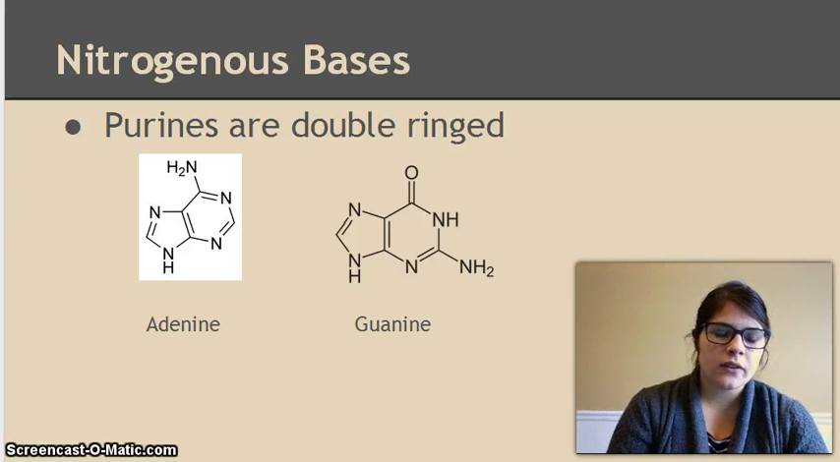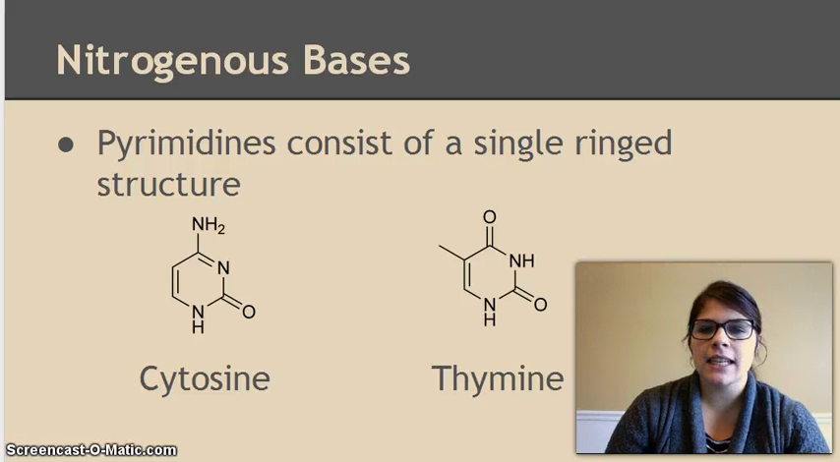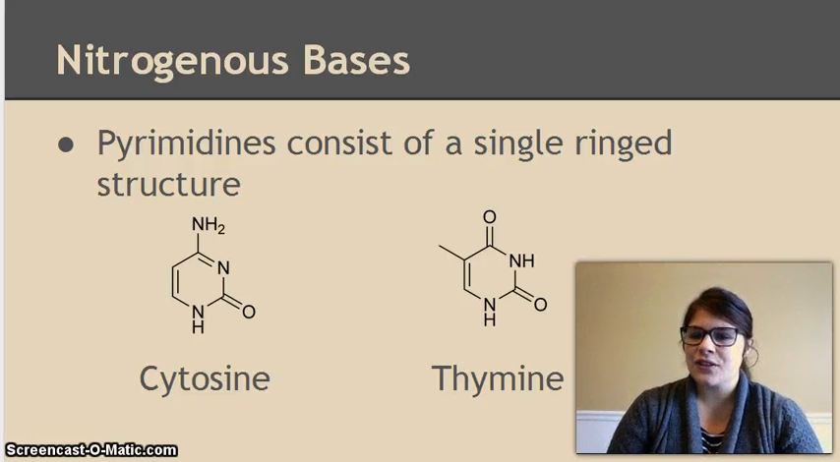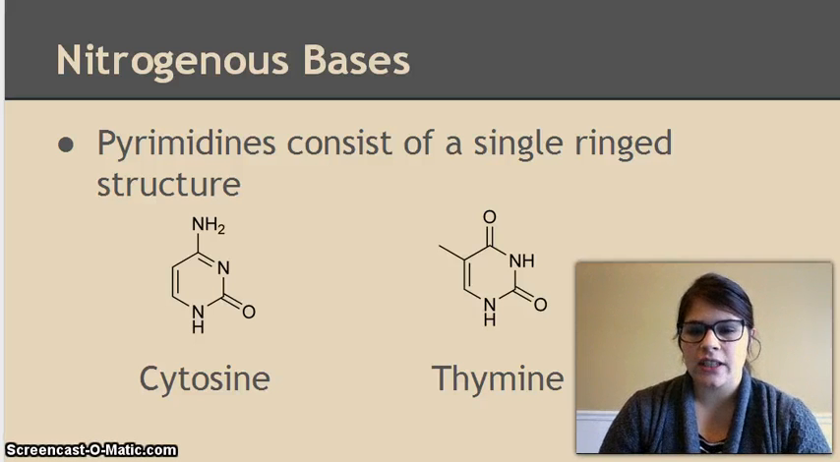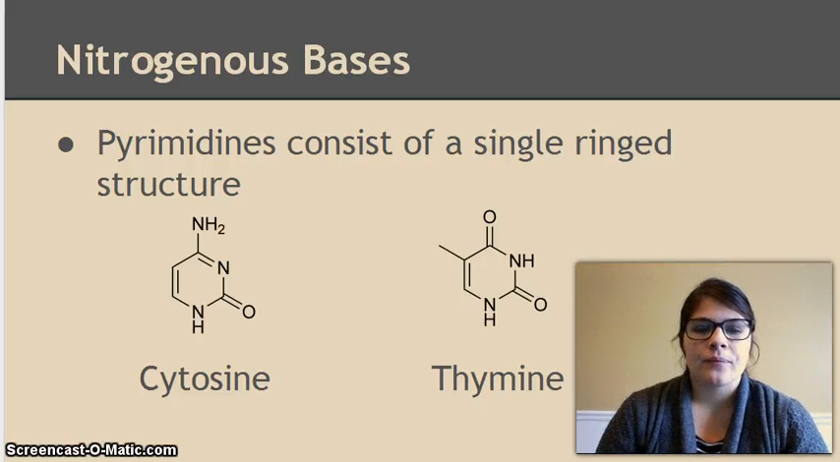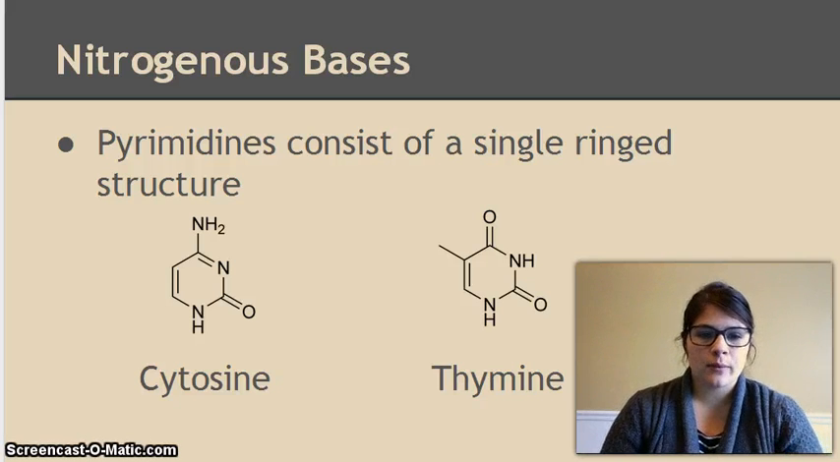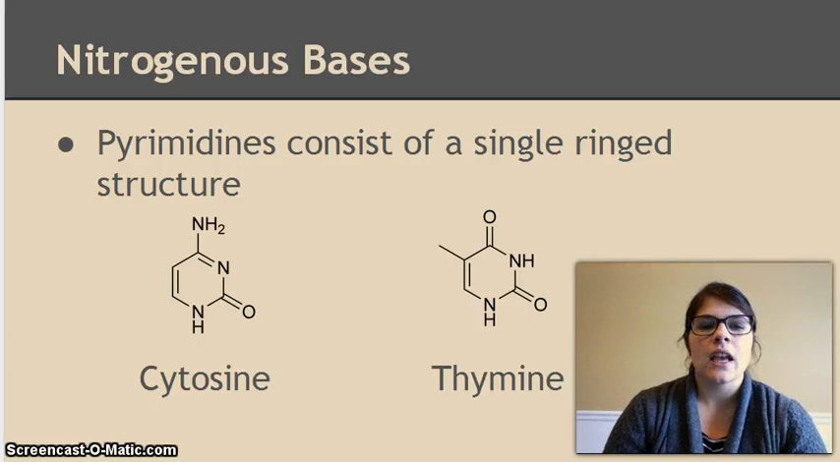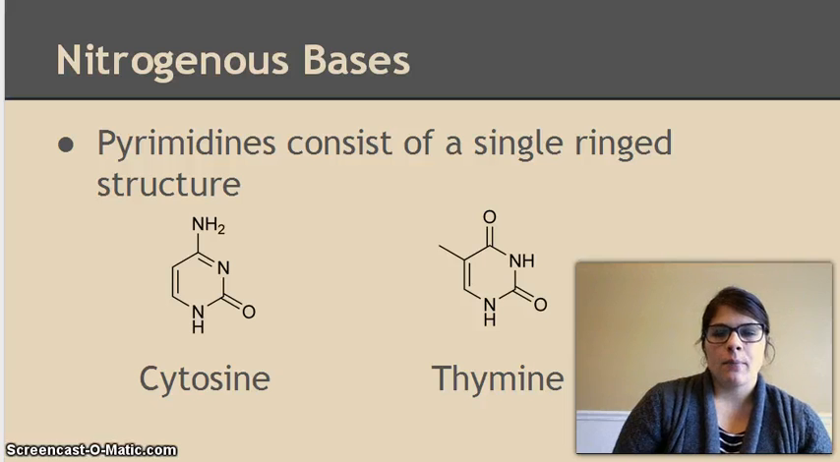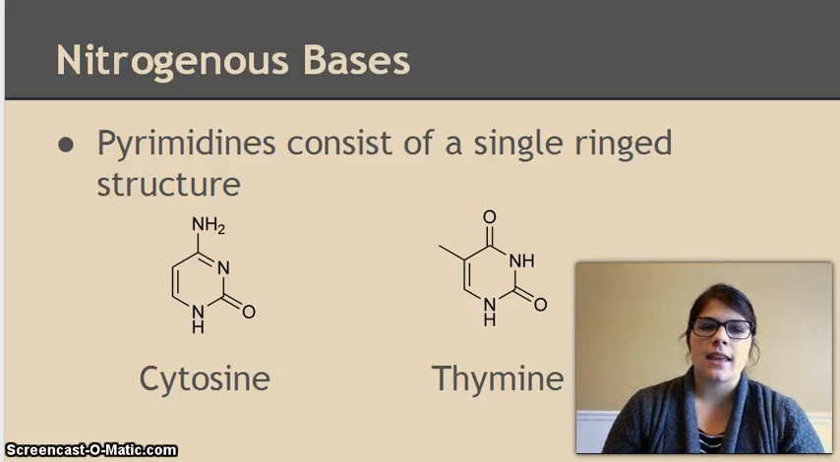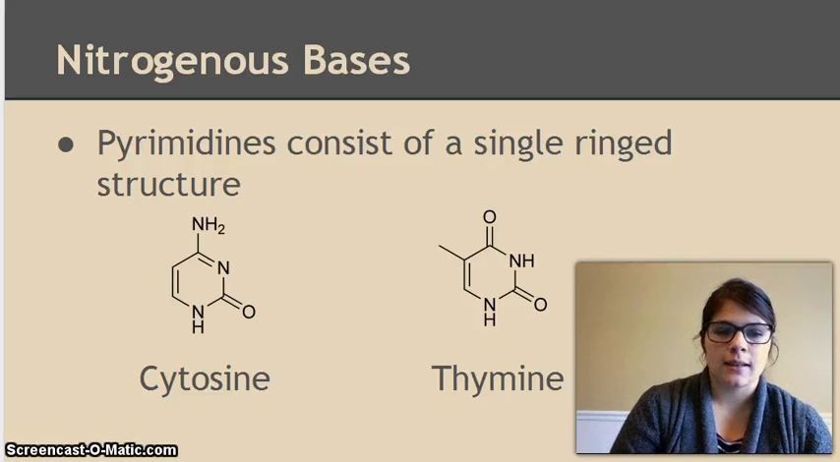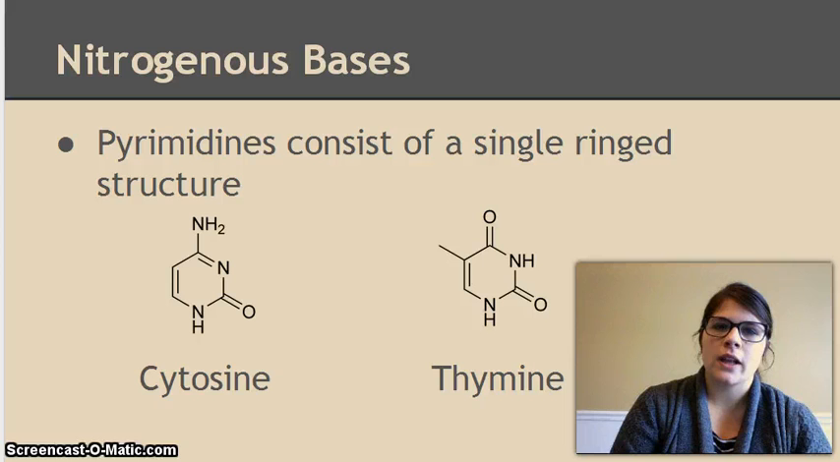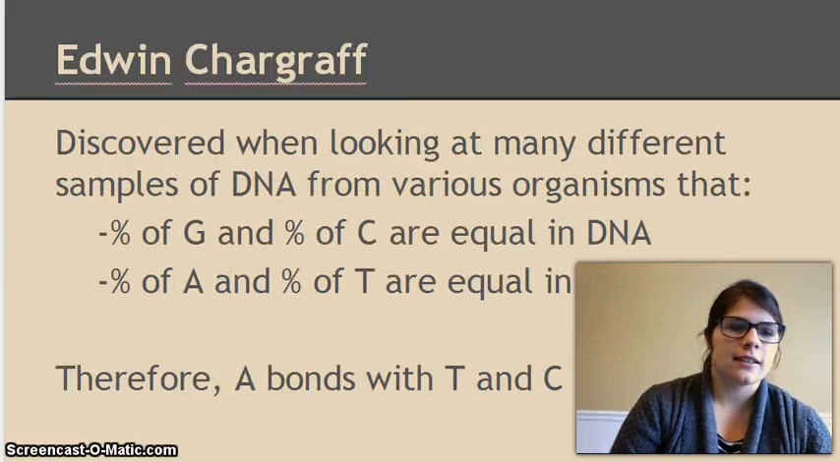Now, so we just went over purines. Purines are double ring. Pyrimidines consist of a single ring structure. As you can see, we only have 1 ring here, and they are made of many nitrogens instead of lots of carbons. Here we have cytosine, which is a pyrimidine, a single ring, and thymine, which is a single ring. So the bonding in DNA, with a double ring and a single ring, is going to be very important when talking about pyrimidines and purines. So we'll come back to this later when we talk more about how Watson and Crick discovered the double helix.